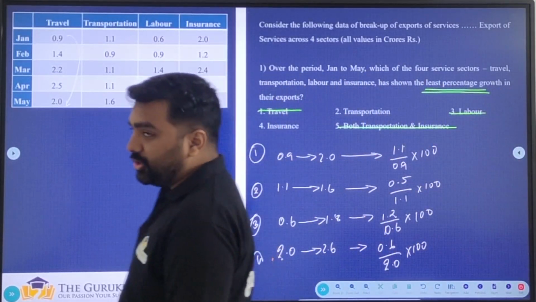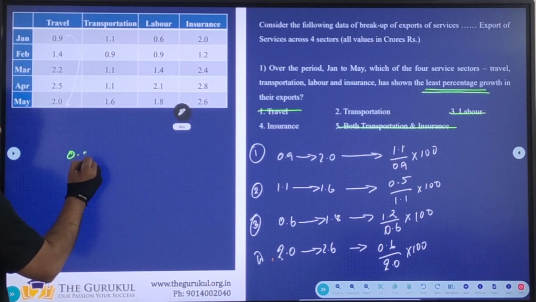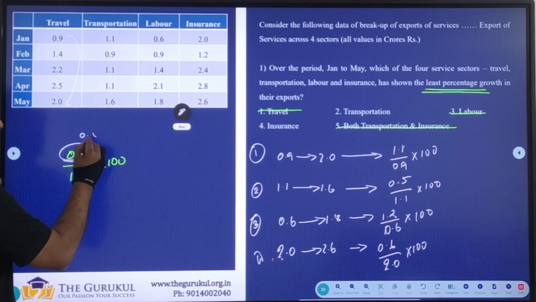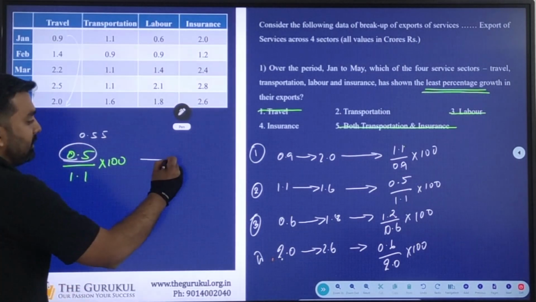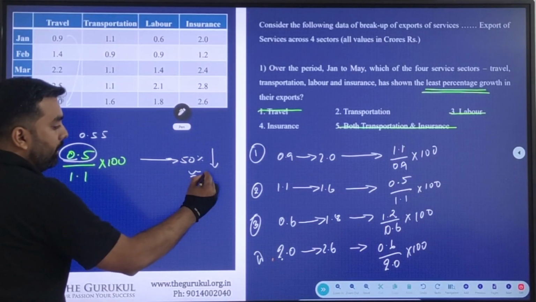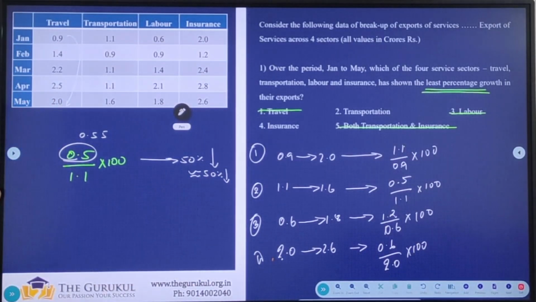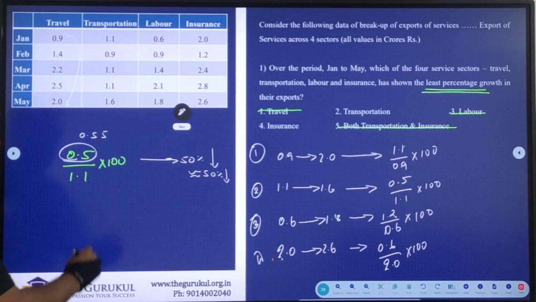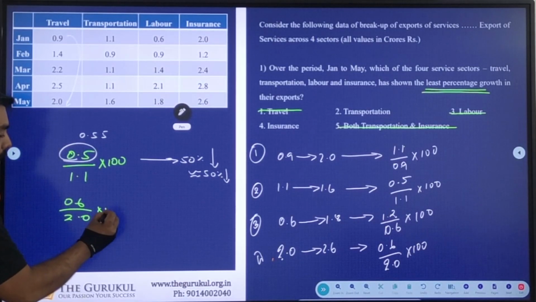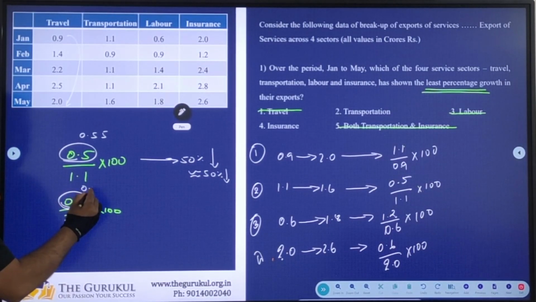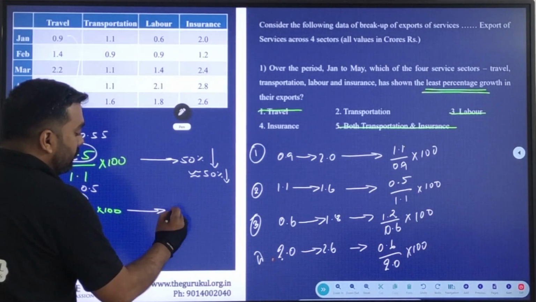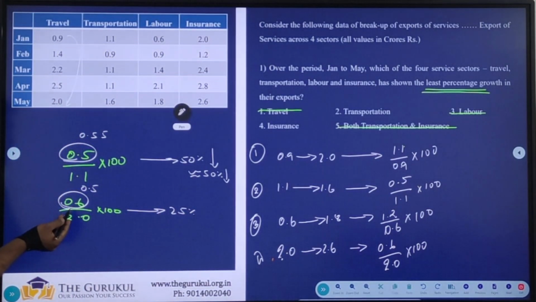What do I have for transportation? That is 0.5 by 1.1 into 100. Instead of 0.5, if it is 0.55, can I say it is exactly 50%? But now it is 0.5 only. So the answer should be close to 50% and less than 50%. Okay. For insurance, 0.6 by 2.0. We want percentage, so into 100. So instead of 0.6, if we are having 0.5, 0.5 by 2.0, which is 1 by 4. So the answer will be 25%. But now it is 0.6.